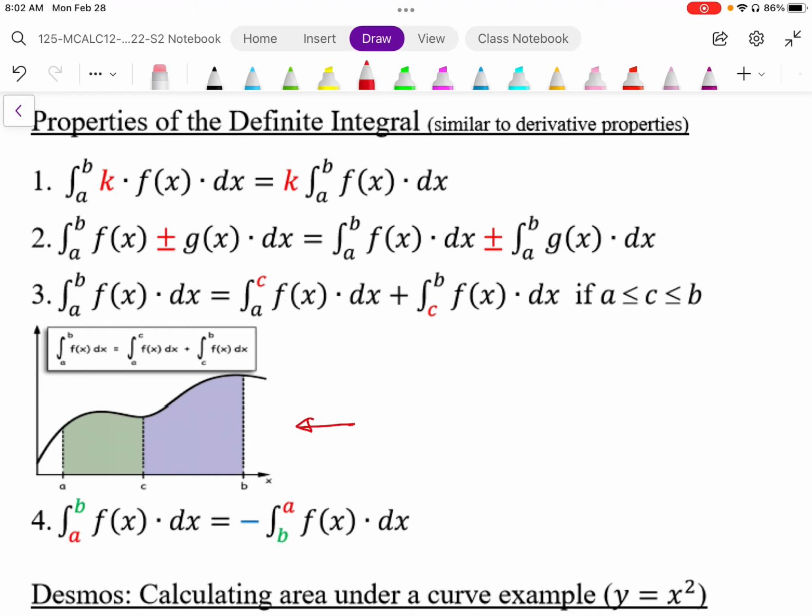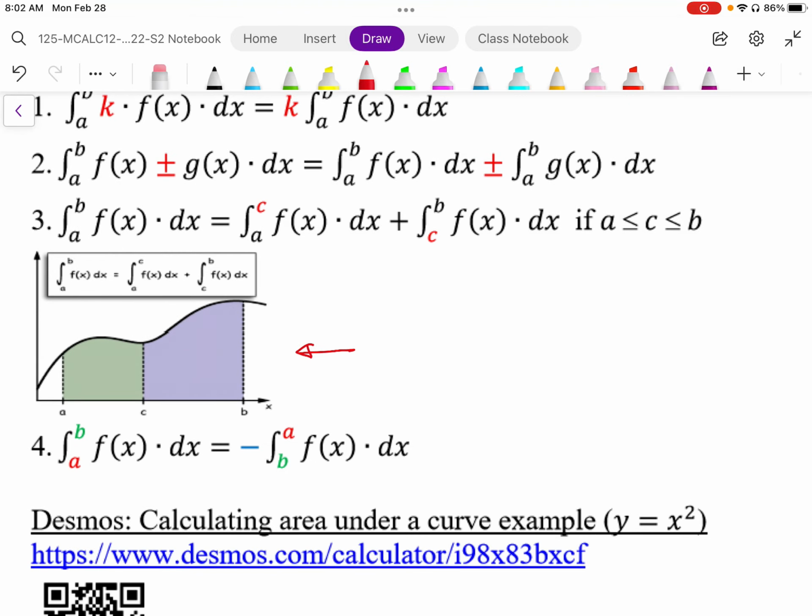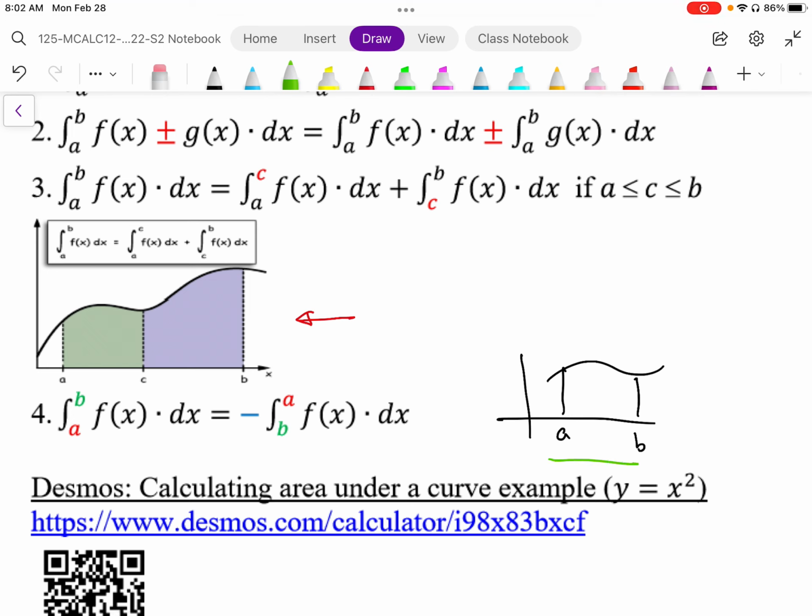For number 4, it says here that if I integrate from a to b, it's going to be the opposite of integrating from b to a. So what does that mean? If I have some area under a curve and I integrate left to right, my area above the curve is positive. However, if I integrate backwards, and this is important because it shows up later on, that area or displacement is going to be opposite, or negative.